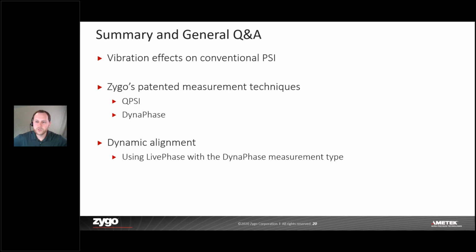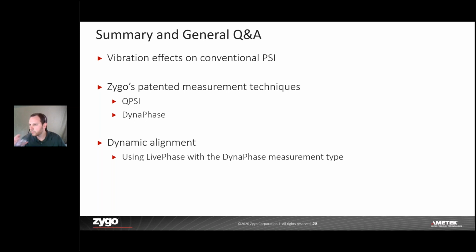Next, we had a look at some of Zygo's proprietary solutions to handle vibration, those being Q PSI, in those environments where PSI struggles but the vibration isn't all that bad, and Dynaphase for those most extreme environments in terms of both vibration and turbulence. And finally, we just saw how you can use that Dynaphase mode to do some dynamic alignment with that live phase technique. At this point, I'd like to open it back up and see if there's any questions on anything we went over today.